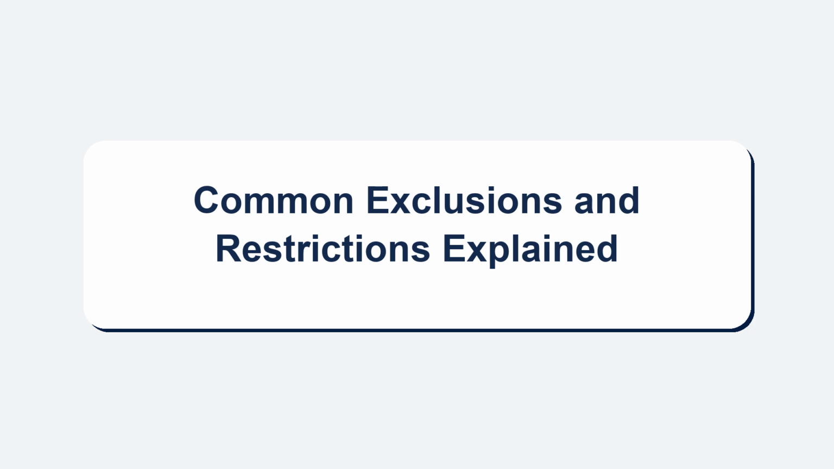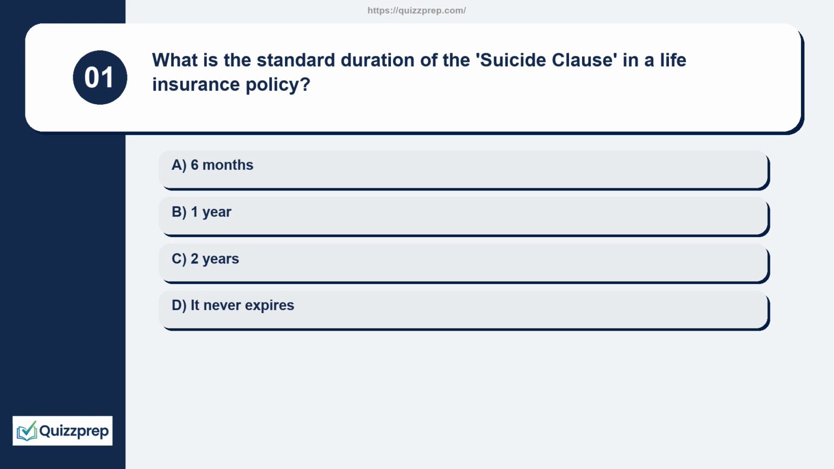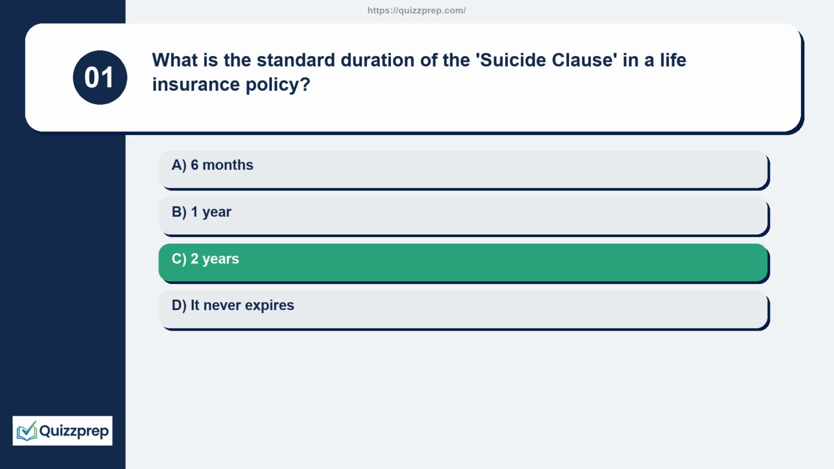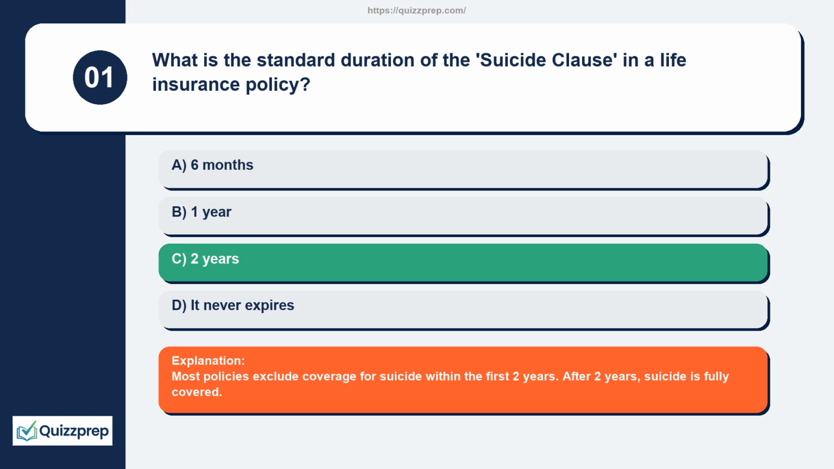Common exclusions and restrictions explained. Question 1. What is the standard duration of the suicide clause in a life insurance policy? 6 months, 1 year, 2 years. It never expires. Most policies exclude coverage for suicide within the first 2 years. After 2 years, suicide is fully covered.